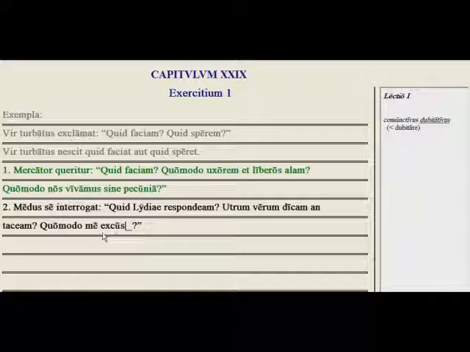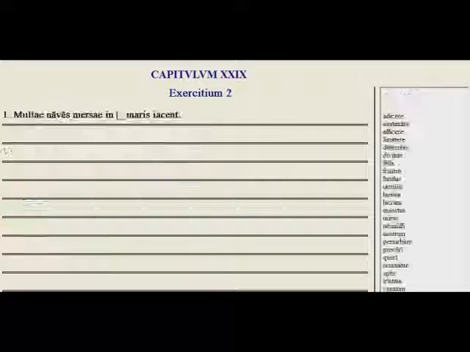Quo modo me excuse blank. How am I going to excuse myself, or basically apologize? How am I going to excuse myself? And it is excuse from excusare, excusem. Let's look at exercise 2.